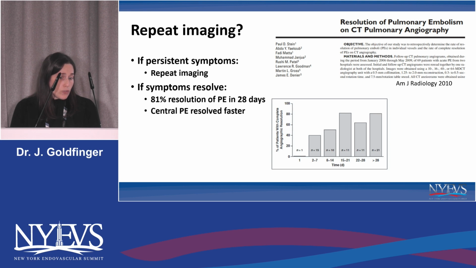This I just think is interesting. So it's an old study, but they looked at PEs that were people who had an initial CTA or a VQ and were re-imaged for whatever reason, and found that of the people who had a PE on an initial study, 81% were gone within a month, and central clots resolved faster. And there was a significant number of people whose clots resolved within a week of anticoagulation.